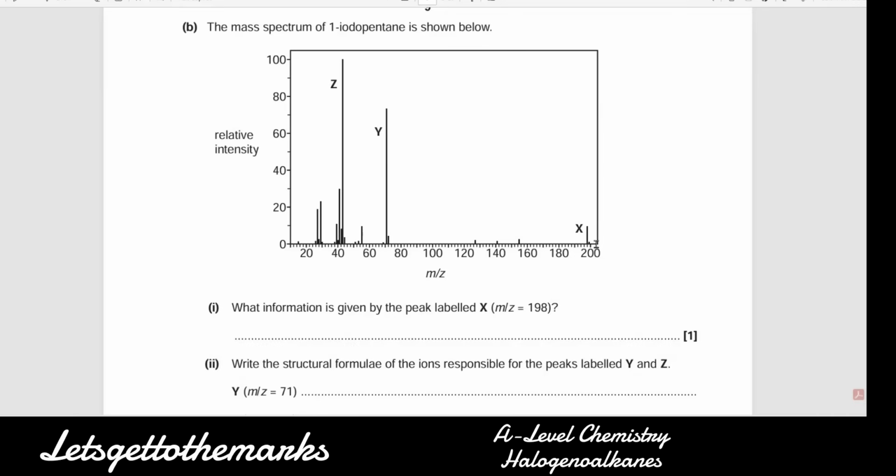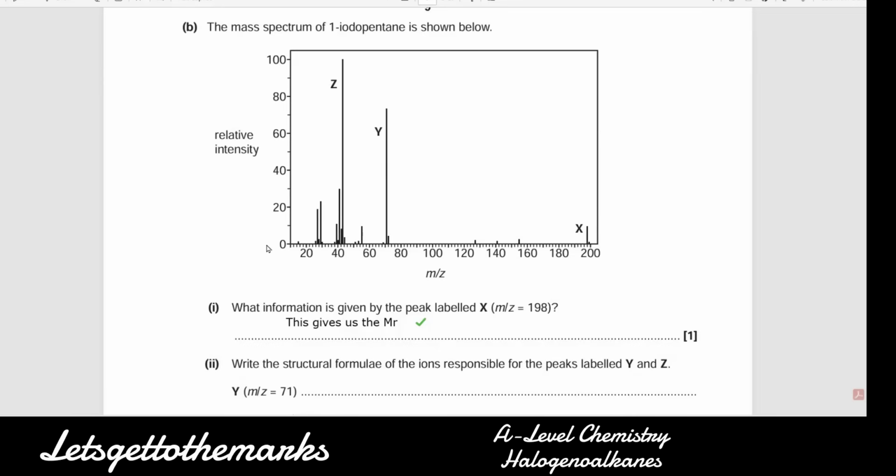So this is your M peak, and this tells us 198. This gives us the Mr, the molecular mass. And that's going to get us a mark. Now, this tiny little peak next to it is called the M+1 peak, and that takes account of the fact that there might be a carbon-13 isotope in the molecule. So you always get a slight tiny peak to the far right of the M peak.